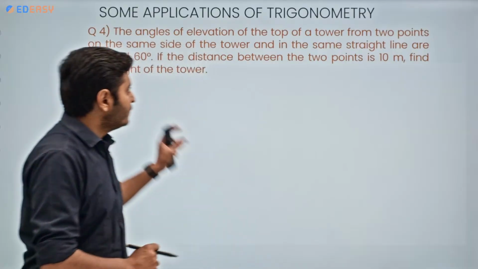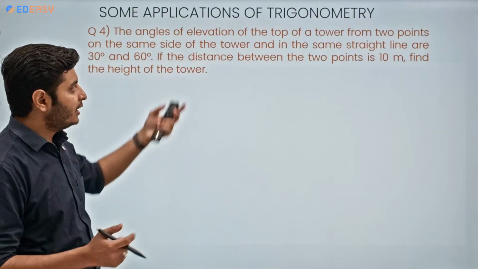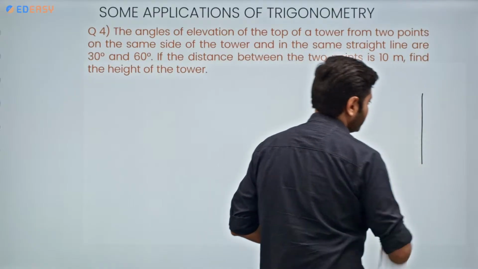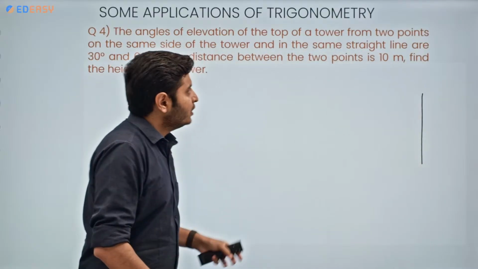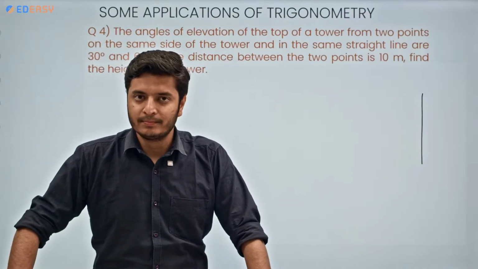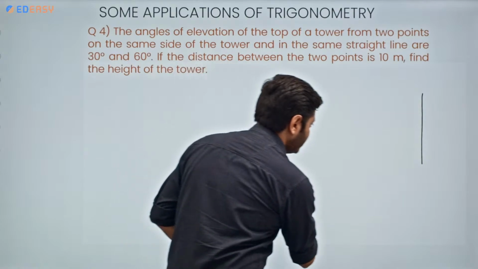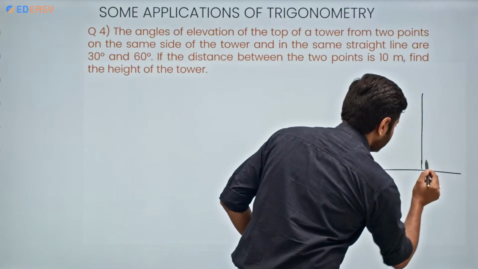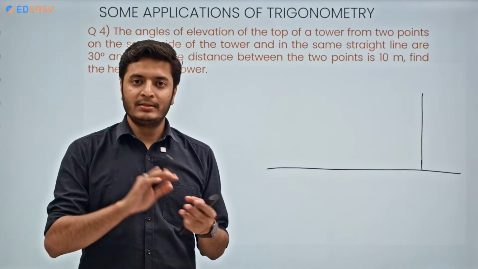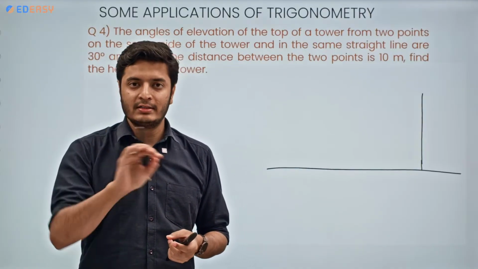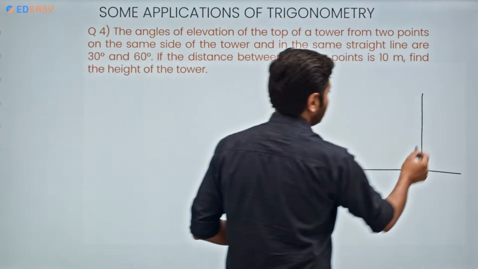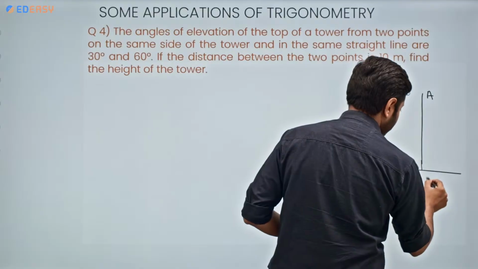First thing, we need to create the tower. Now, this is my tower. This time we are dealing with 2 points, so two angles of elevation. So I will create the ground first. And please do use a scale, ruler and pencil or black pen. Now, this is my tower. Let me name it as AB.